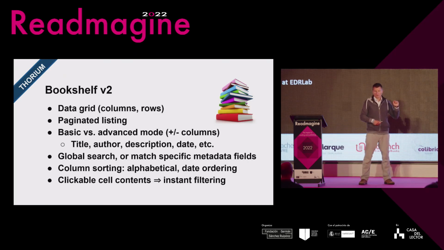So let's say I have a title. One of my favorite authors has a book title in my bookshelf, and I want to see all the books that are from that author. I just click on the author's name, and it just filters the table automatically. No need to type anything, it just happens.